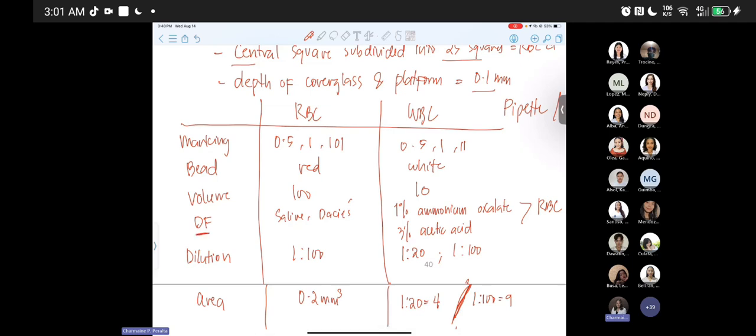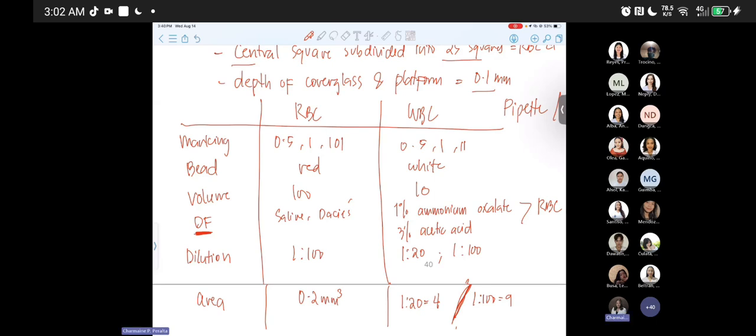Diluting fluid. Etong DF na to, diluting fluid. For RBC, ang ginagamit is saline or Dacie's. Sa WBC, ang ginagamit na diluting fluid is 1% ammonium oxalate acetic acid, yung iba gumagamit ng hydrochloric acid. Ang function nitong diluting fluid ng WBC is to lyse RBC, kasi mahirap bilangin if nandyan yung RBC. So it contains components that would destroy the RBC.